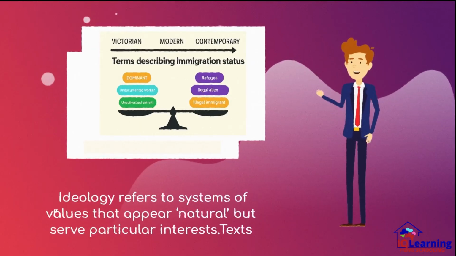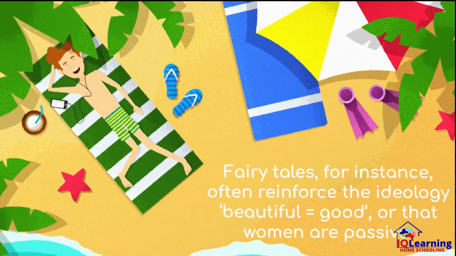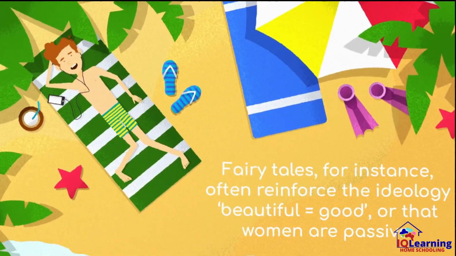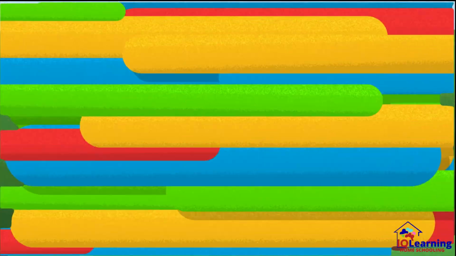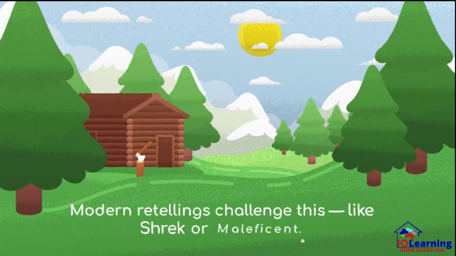Texts can reinforce dominant ideology, challenge it, or contain contradictions. Fairy tales, for instance, often reinforce the ideology that beauty is good, or that women are passive. Modern retellings challenge this, like Shrek or Maleficent.